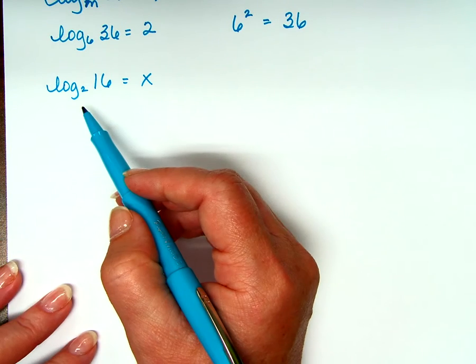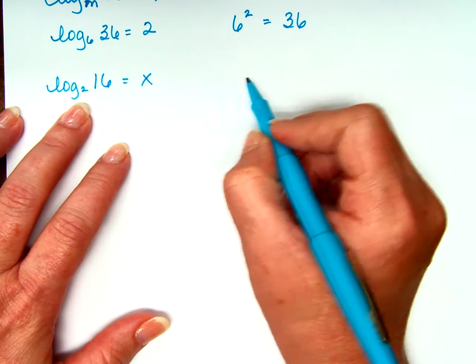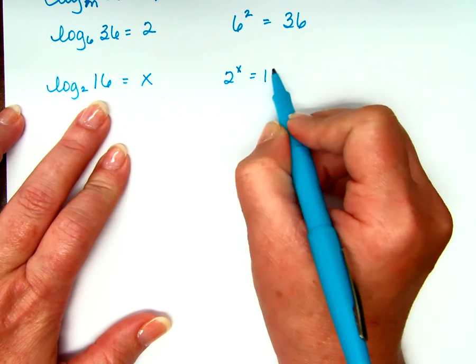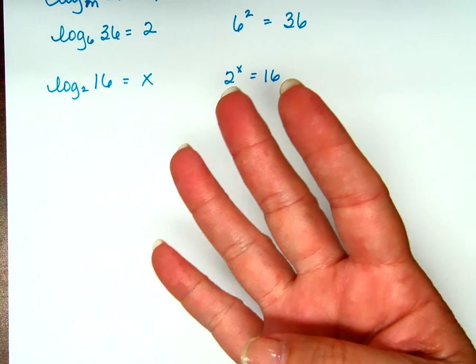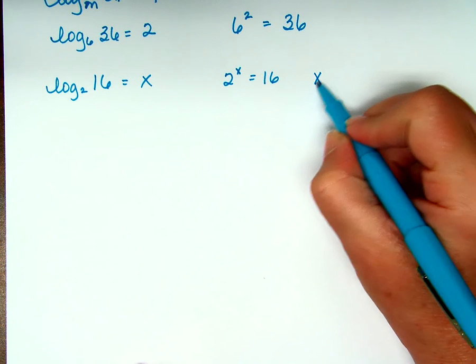So there's two things we could do. Number 1, we could say exponential form, right? We could say 2 to the x power equals 16. We could think about it in our head. 2 to what power equals 16? 2 times 2 is 4, times 2 is 8, times 2 is 16. So what does x equal? x equals 4, right? So in this case, x would equal 4.